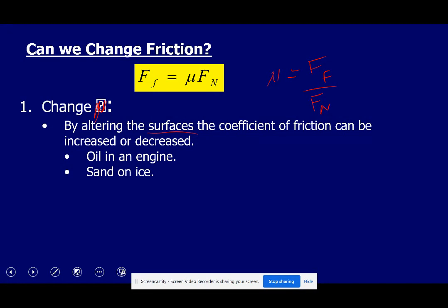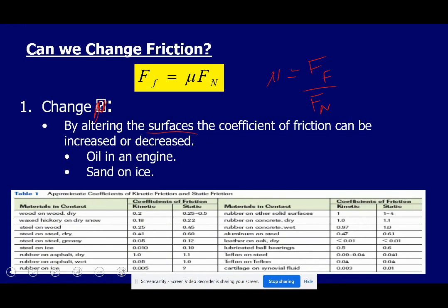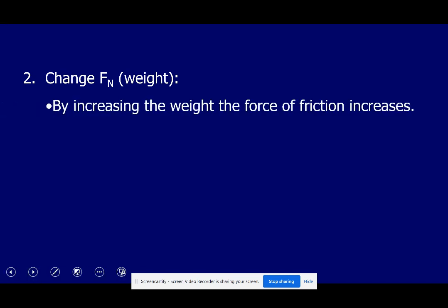Putting sand on ice changes the mu. Instead of ice, you're on sand and ice. The second way you can change friction is to change the weight, change Fn. Increasing the weight will increase friction.